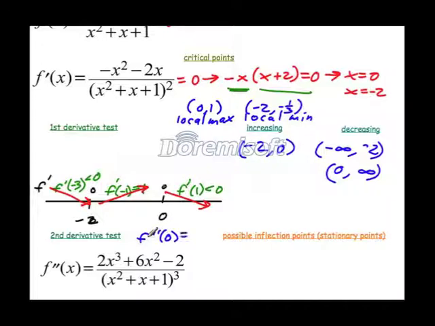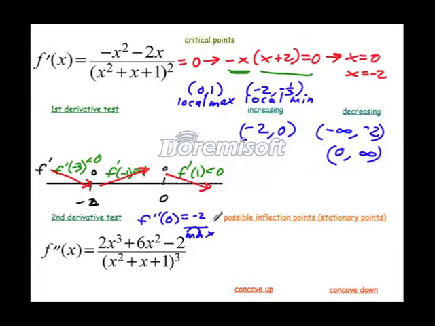If you plug a 0 into this, it's pretty easy to see that the second derivative of 0 gives you a -2, and so that means it's concave down at that critical point, meaning you must have a local max, which agrees completely with what we had up there using our first derivative test.